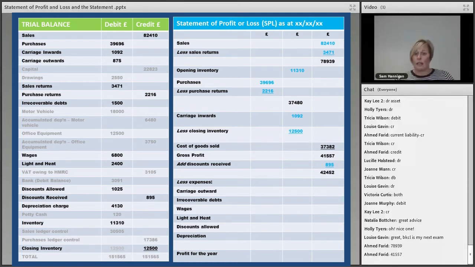Then we've got our expenses. So our expenses are your carriage outwards. We've got the irrecoverable debts, and you can see that everything's now going into the middle column because I haven't got to do any calculation. We've got wages, again an everyday expense, light and heat.